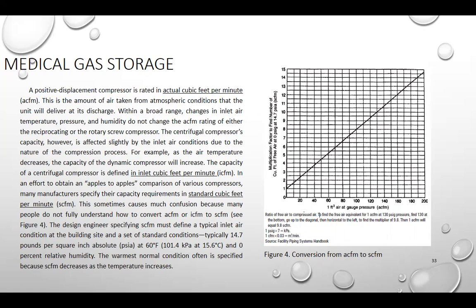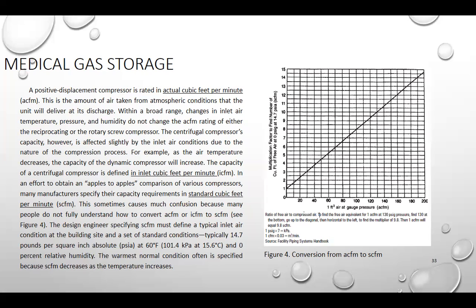So the centrifugal compressor capacity, however, is affected slightly by the inlet air conditions due to the nature of the compression process. For example, as the air temperature decreases, the capacity of a dynamic compressor will decrease. The capacity of the centrifugal compressor is defined in inlet cubic feet per minute, ICFM, yung actual inlet pressure and temperature. In an effort to obtain an apples-to-apples comparison of various compressors, many manufacturers specify their capacity requirement in standard cubic feet per minute based on standard pressure and temperature.